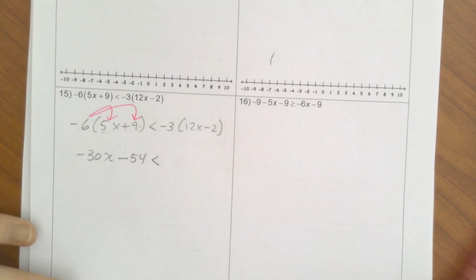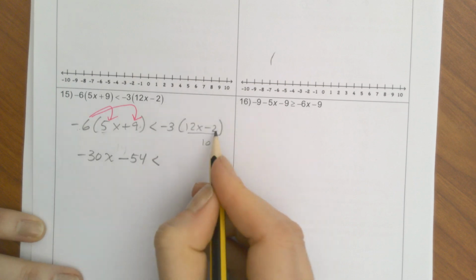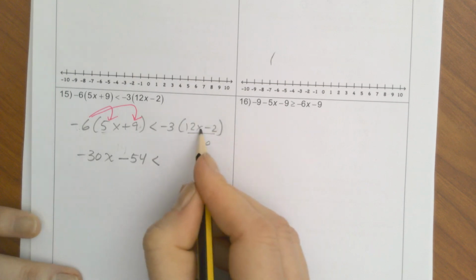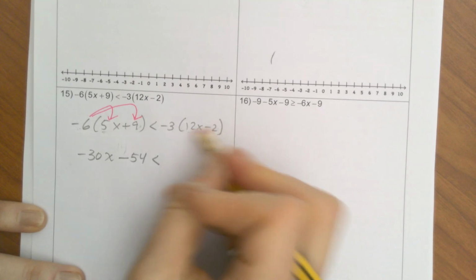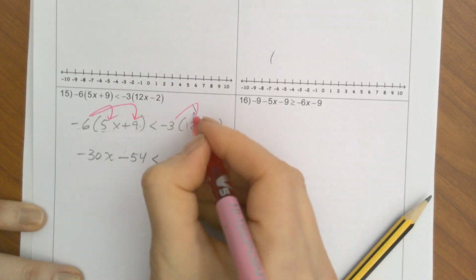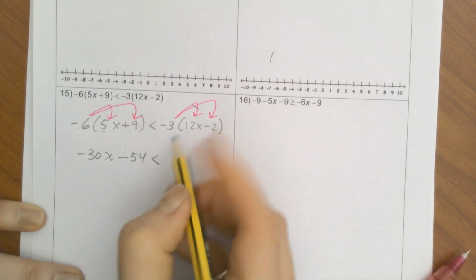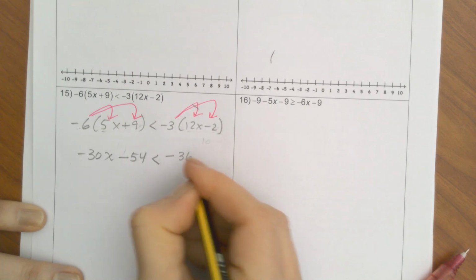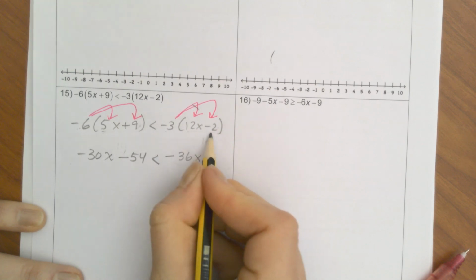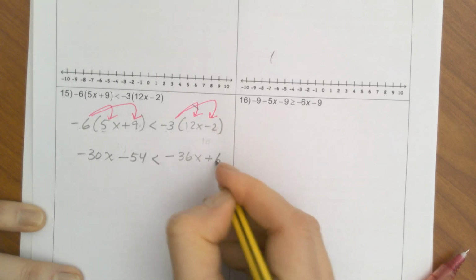Now let's check here. 12 minus 2 is 10. Can I do that? No, because 2 doesn't have an x. They are not like terms, so I cannot put them together. So I have to use the distributive rule here as well. Okay, so negative 3 times 12x, negative 36x. Negative 3 times a negative 2 is positive. Negative times a negative is positive 6.